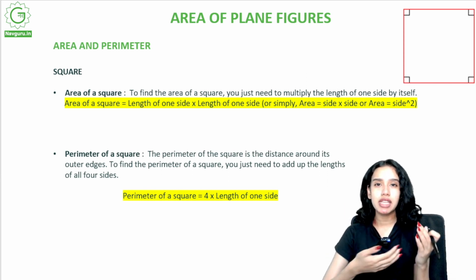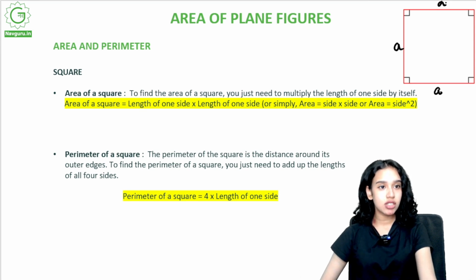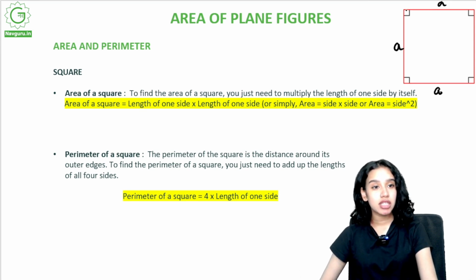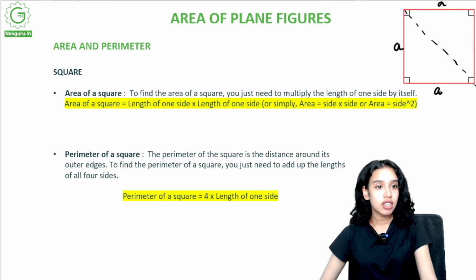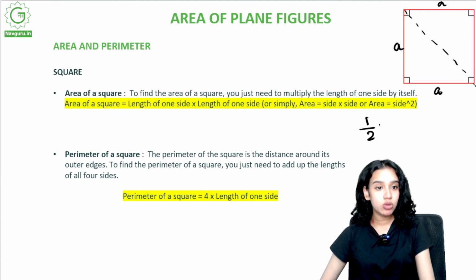Area is the amount of space inside the square, right? So, this side is A, this side is also A, this side is A, and this side is also A. According to the first method, we are actually dividing it into two different triangles, right? Now, if we take two different triangles, what would be the area of this triangle? This is a right angle triangle. So, that would be half into base is A, height is also A. So, one triangle, it would be A square by 2.